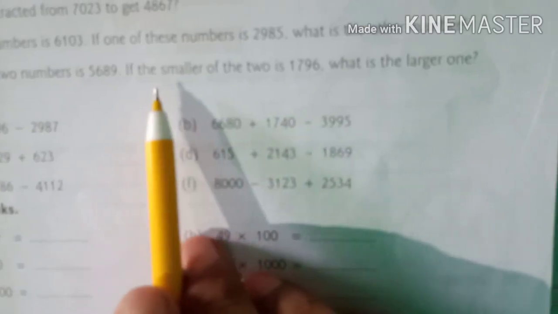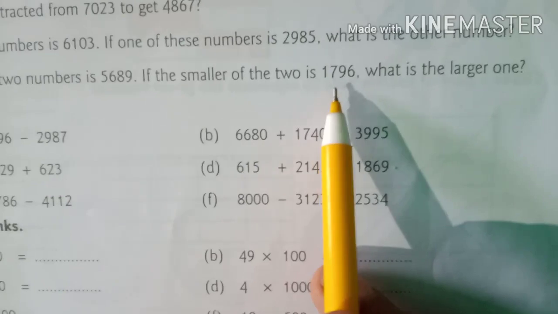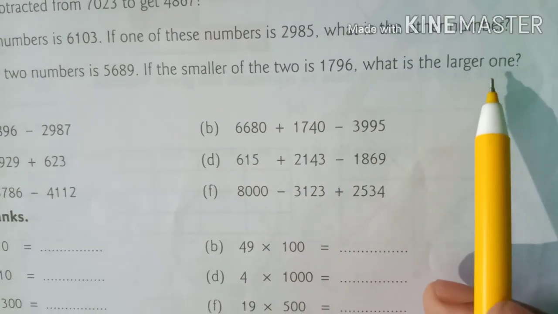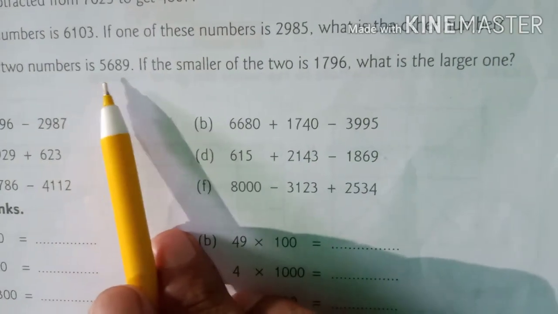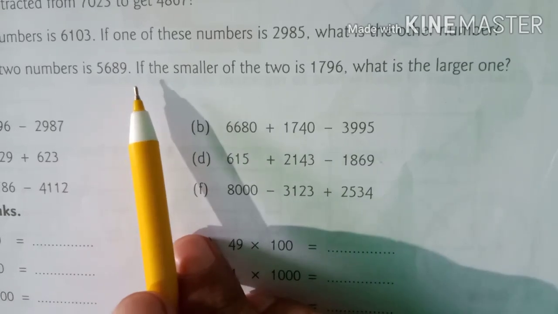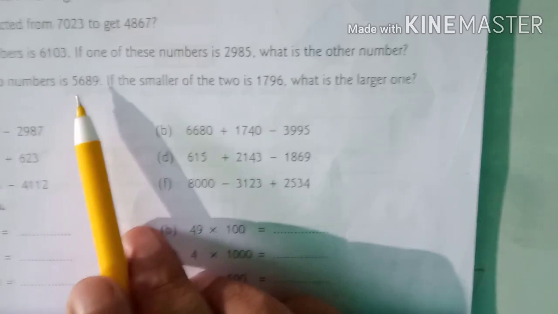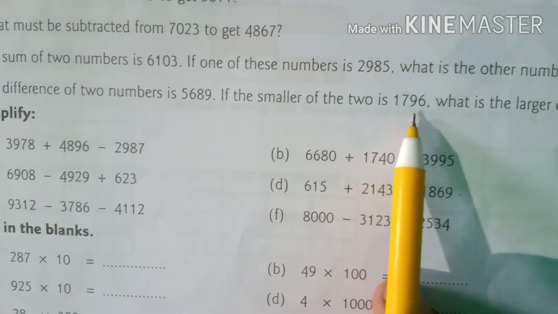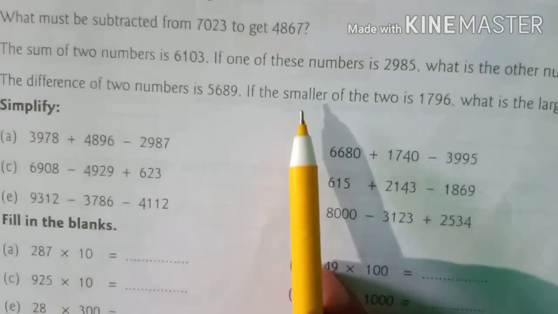If the smaller of the two numbers is 1796, then what is the larger number, given that the difference of the two numbers is 5689? So it is clear that in this situation you have to add 5689 and 1796. Okay, this is an addition-based problem.